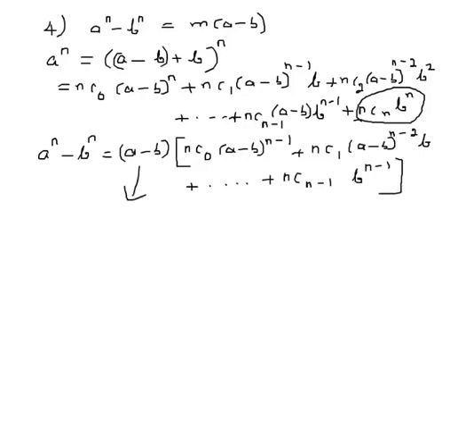Therefore we can say that it is a multiple of a minus b. Therefore a minus b is a factor of a raised to n minus b raised to n.